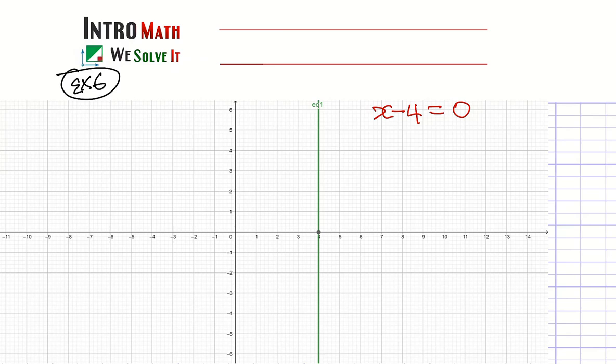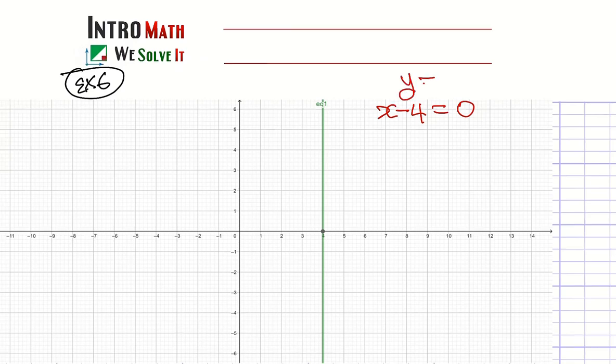But let's see if we can determine that using the equation given to us. Remember, the slope-intercept form is like that: mx plus b. Okay, so we'll try to put this equation in that form. Basically notice that there's no way to put that equation in the slope-intercept form. I mean, we can say x is equal to 4, right? And that's this line here.